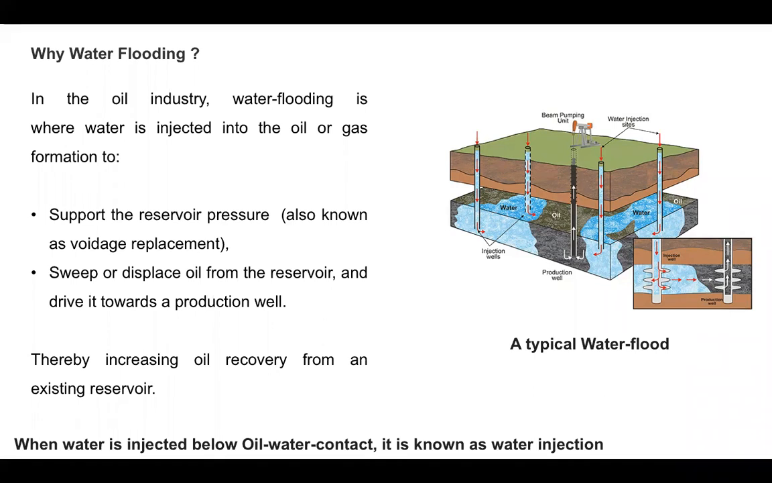And the second work of water flooding is to sweep or displace oil from the reservoir and drive it towards the production well by creating an oil bank. So by doing these two things, what we get is increased oil recovery from the existing reservoir.